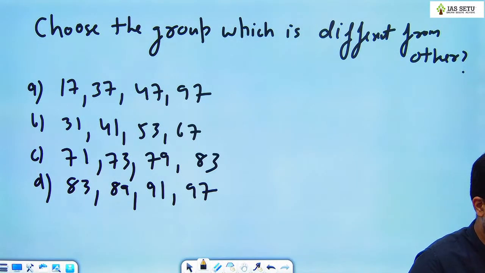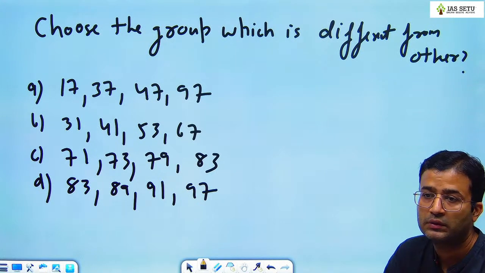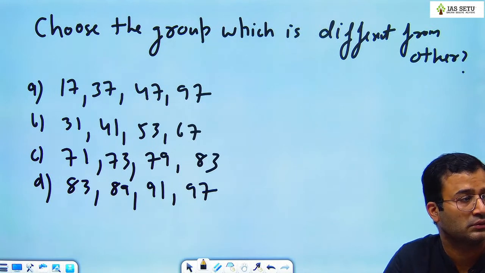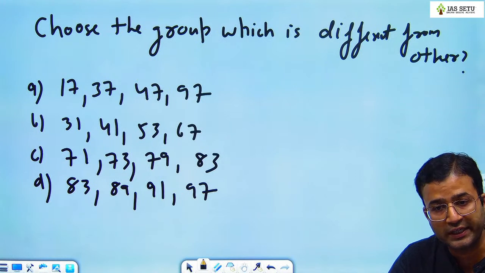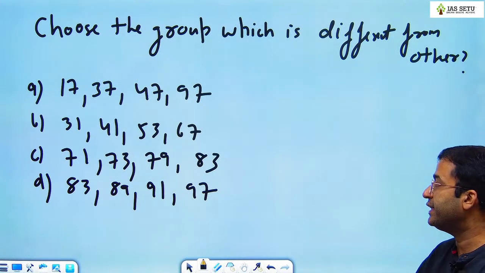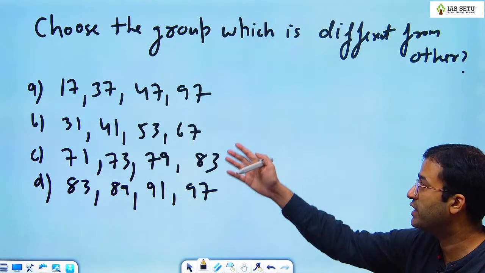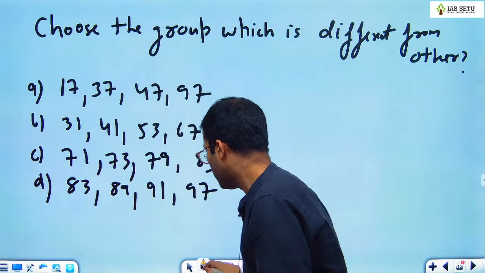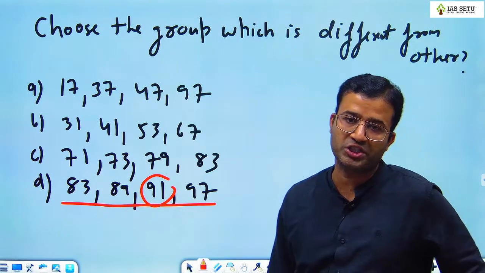Choose the group which is different from other. D. Why? Because in D they use one number, 91, which is composite. Otherwise, all have prime numbers. These are prime, prime, prime. Here 91 is different because it is a composite number.